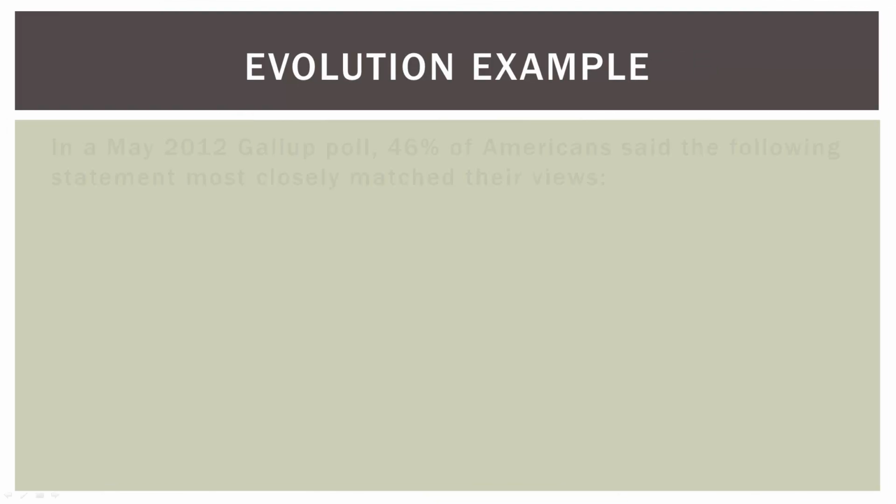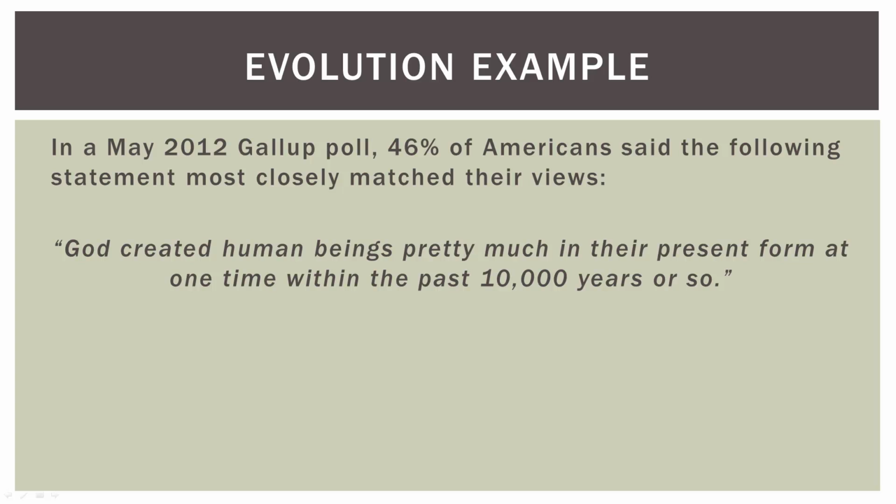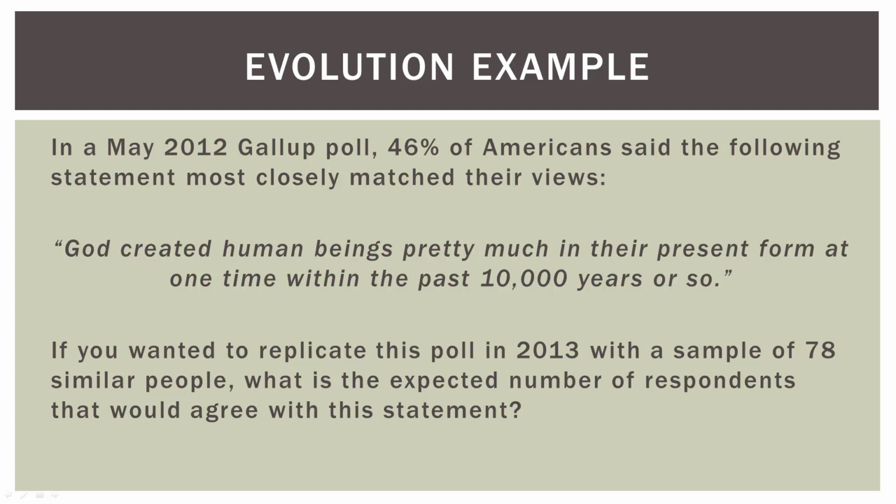Now here's another example. In a May 2012 Gallup poll, 46% of Americans said the following statement most closely matched their views. God created human beings pretty much in their present form at one time within the past 10,000 years or so. Now, if you wanted to replicate this poll in 2013 with a sample size of 78 similar people as that original poll, what is the expected number of respondents that would agree with this statement?